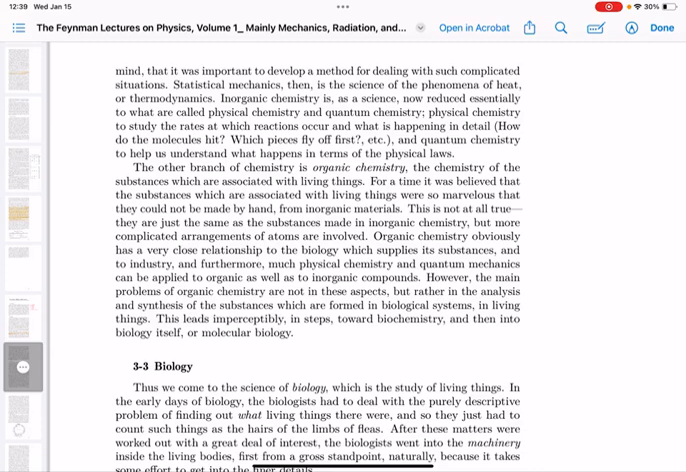Inorganic chemistry is, as a science, now reduced essentially to what are called physical chemistry and quantum chemistry. So, inorganic chemistry has been reduced to what? Physical chemistry and quantum chemistry. Oh, okay. Physical chemistry is to study the rate at which reactions occur and what is happening in detail. How do the molecules hit? Which pieces fly off first, etc. Okay, that's the definition of physical chemistry. All right.